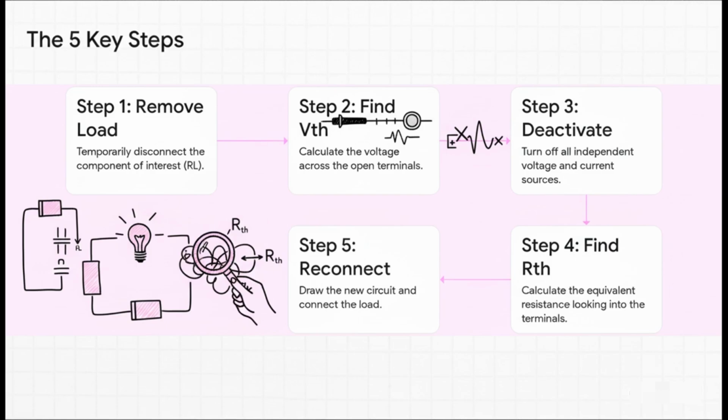First, you identify the load. That's the one component you actually care about, and you just temporarily remove it from the circuit. This leaves you with 2 open connection points. Second, you find V-TH by calculating the voltage across those 2 open points. Steps 3 and 4 are all about finding R-TH. You turn off all the power sources in the circuit and then calculate the total resistance you'd see looking back into those open terminals. And finally, step 5, you draw your brand new, super simple circuit and pop your load resistor back in to get your answer.